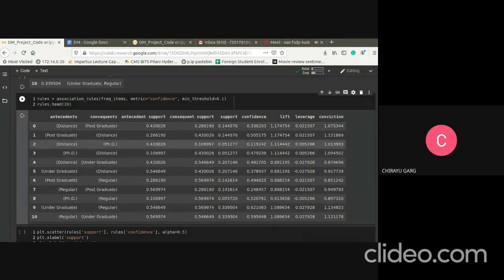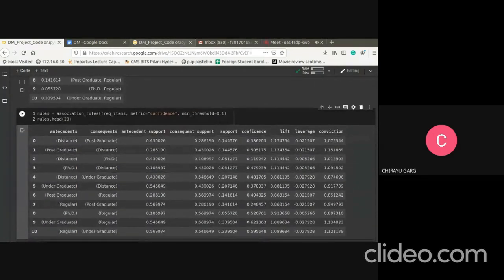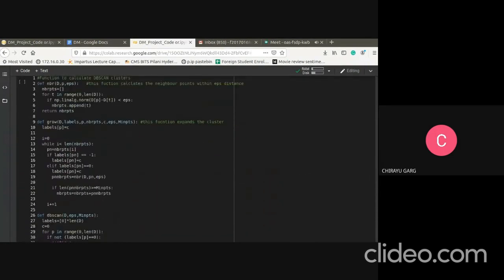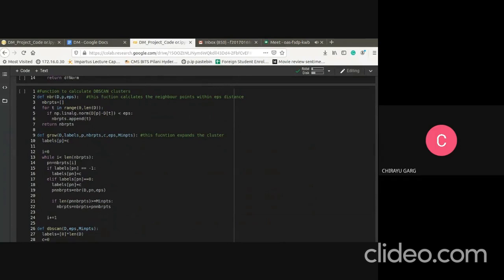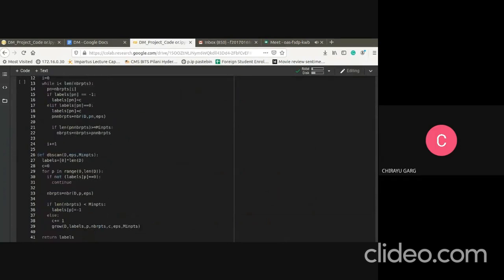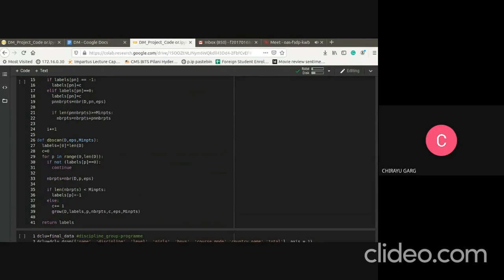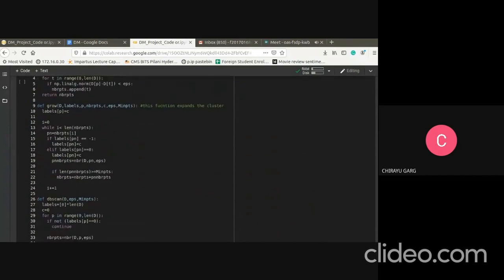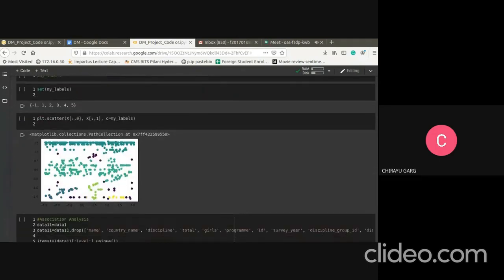So in this way we can analyze the data, and we also perform DBSCAN clustering, which has 3 functions, 2 helper functions and 1 main function, that is DBSCAN, which takes the data frame, EPS, which is the minimum distance value, and the minimum number of points to be included as the border point. So this is our implementation of DBSCAN, and here are the 6 clusters we obtained, including the purple one, which is outliers. So here are the outliers and 5 clusters we obtained. Thank you.